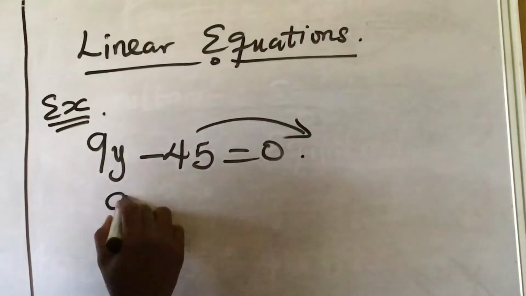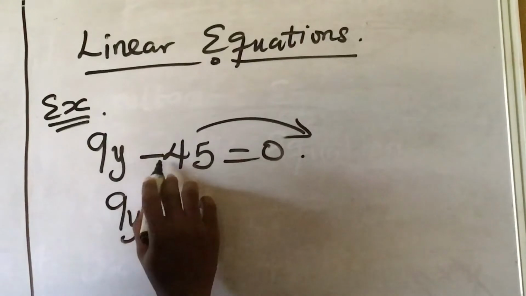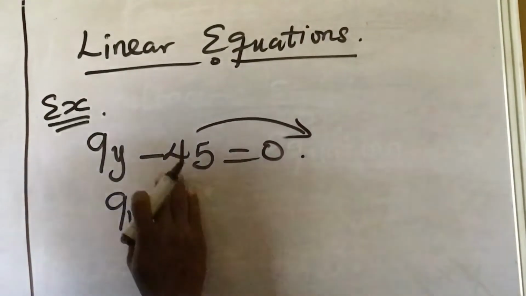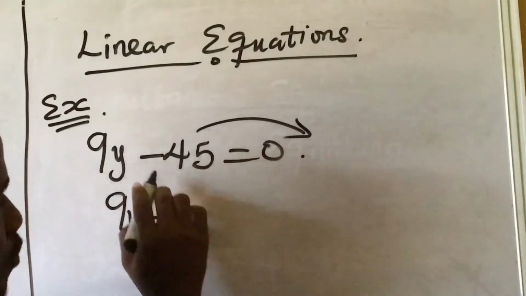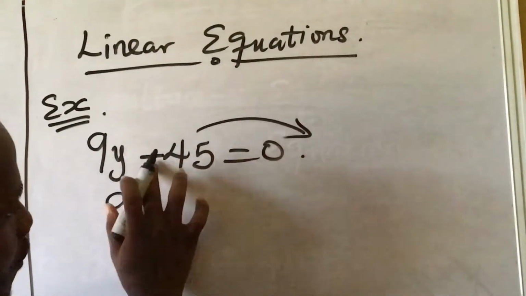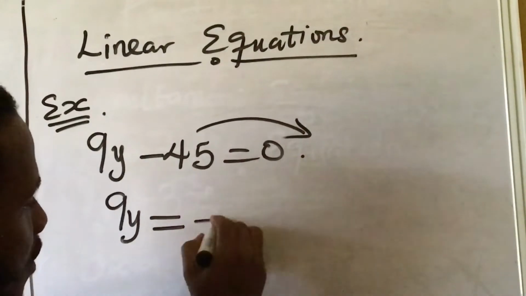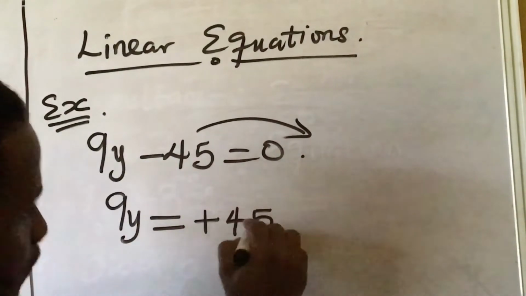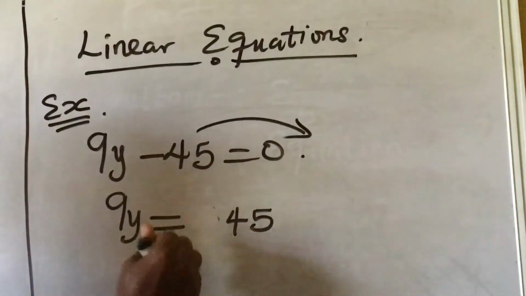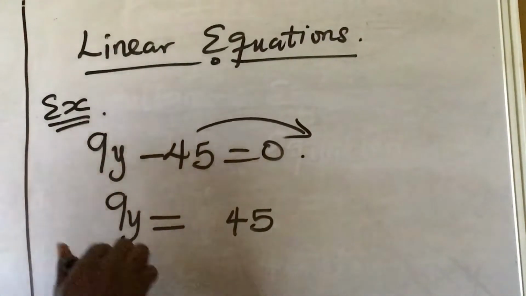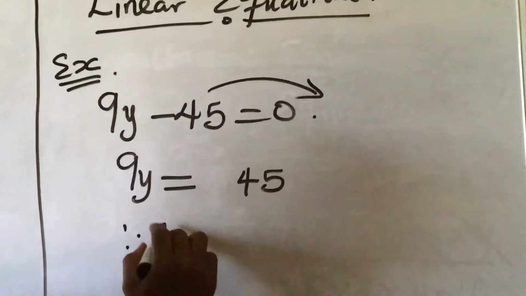Hence, we have 9y equals to, if minus 45 is moving from the left hand side, crossing the equality sign to the opposite side, is going to become what? Plus. Minus crossing the equality becomes what? Plus. So it becomes plus 45. Or I can simply remove the plus and just leave it as 45. Alright? Therefore, I will say that divide both sides by what?